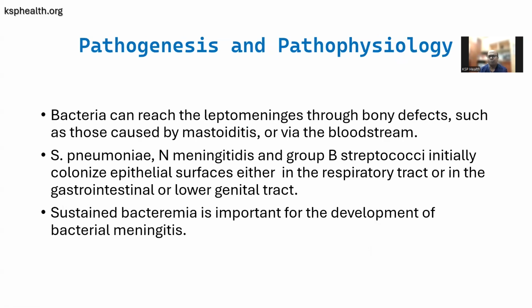So how do the bacteria infect the leptomeninges? The bacteria can reach the leptomeninges through bony defects, such as those caused by mastoiditis, or via the bloodstream, most of the time via the bloodstream. Strep pneumo, Neisseria, and group B streptococcus initially colonize epithelial surfaces: the respiratory tract in the case of Strep pneumo and Neisseria, while group B strep colonizes the gastrointestinal and lower genital tract. Sustained bacteremia is important for the development of bacterial meningitis.